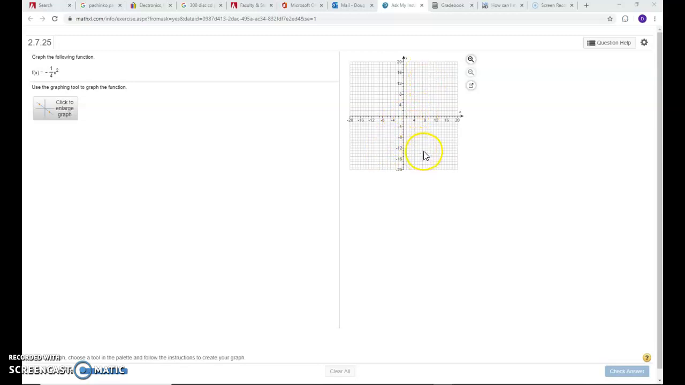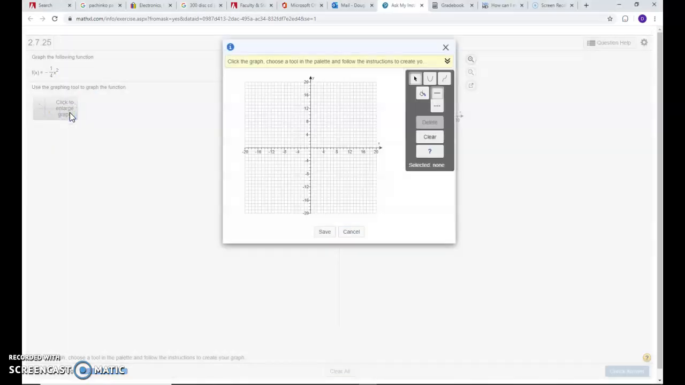Why is it upside down? Well, ours is going to be upside down because of the minus here. Also, there is no number on the end, so it is not moving it up or down or left or right. So let's go ahead and try to graph this.